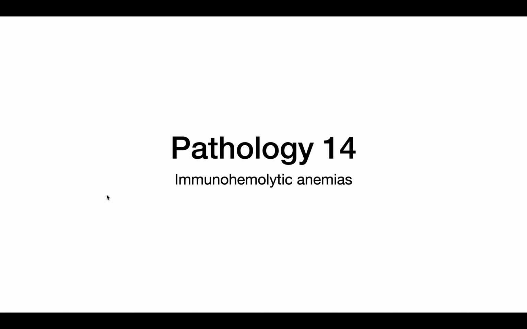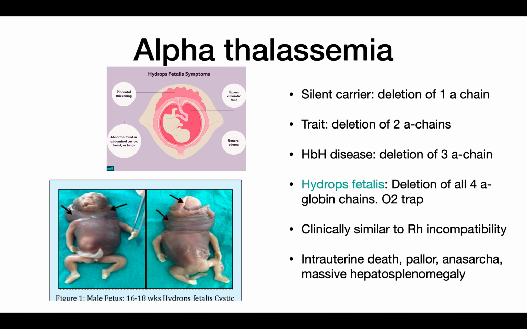Today we're going to go through the immunohemolytic anemias. Starting off with alpha thalassemia, once again, there is going to be either a carrier or a trait or disease, and it depends on how many chains have been deleted. Hydrops fetalis is going to be deletion of all 4 alpha globin chains. It's going to be incompatible with life.